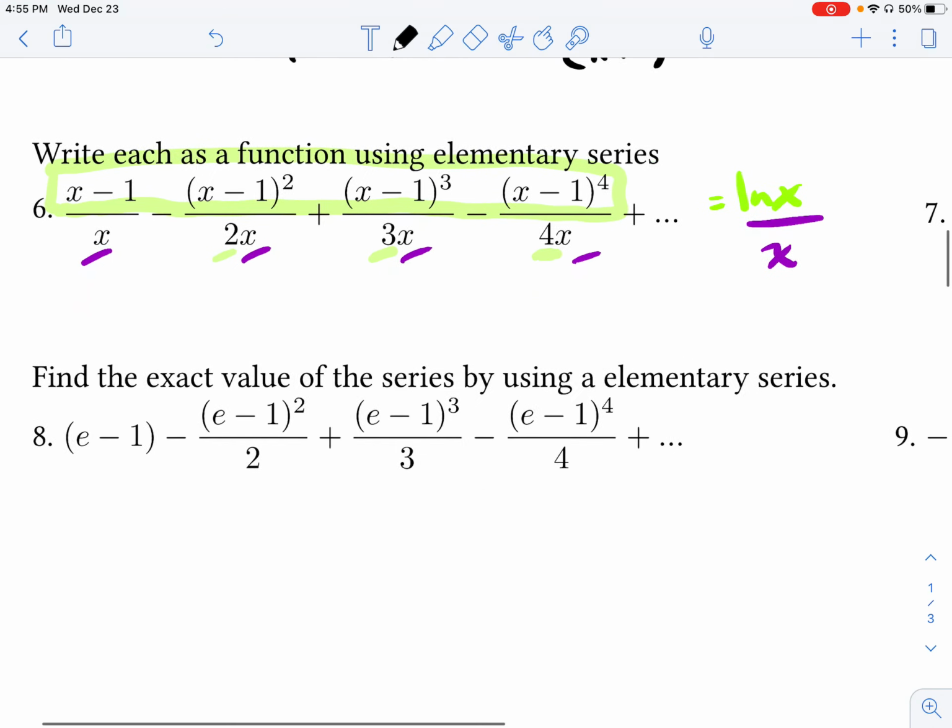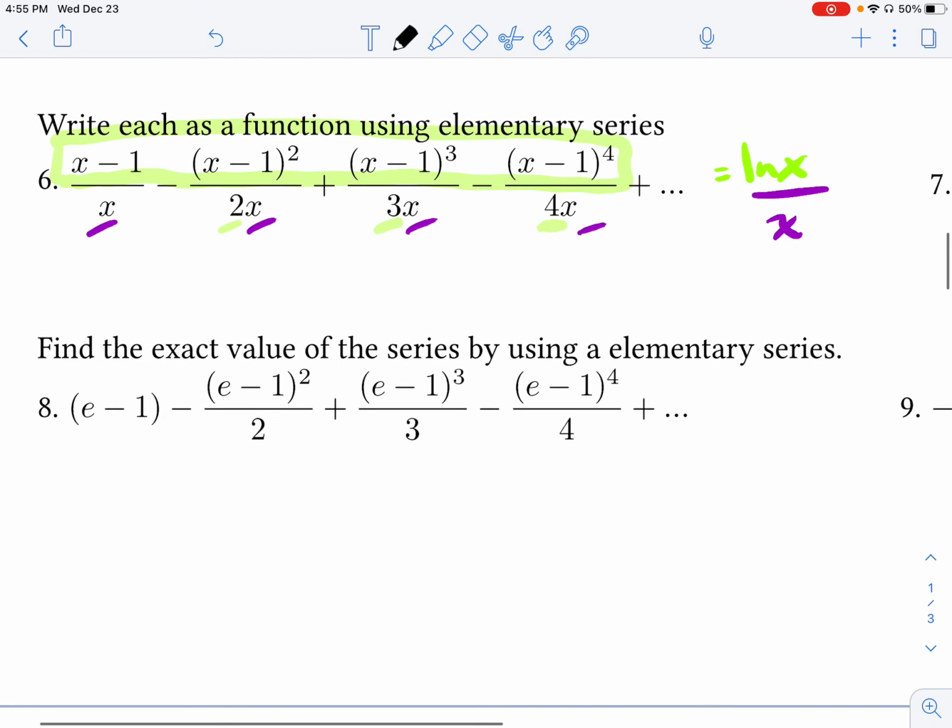Now, number 8, we're trying to find the exact value of this series by using what we know about an elementary series. So again, take a look at this particular series here, and ask yourself, does this look at all like any of the elementary series above? So again, pause the video and see if you can recognize it. And hopefully it didn't take you very long because it's pretty identical to what we have above. Clearly, this is the natural log of x series.